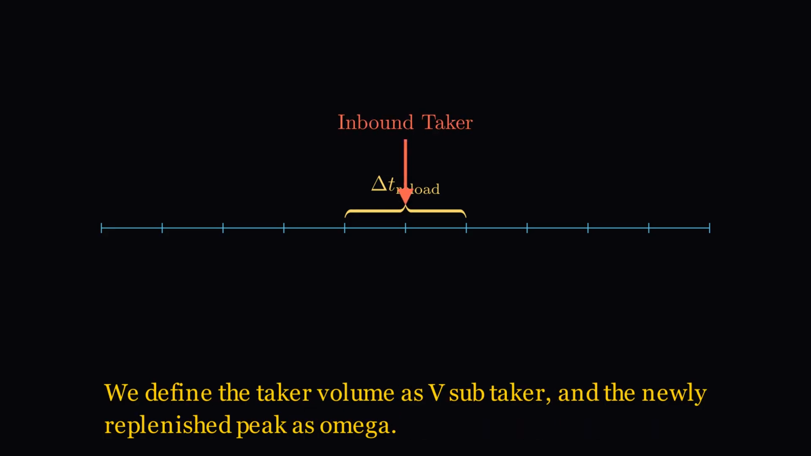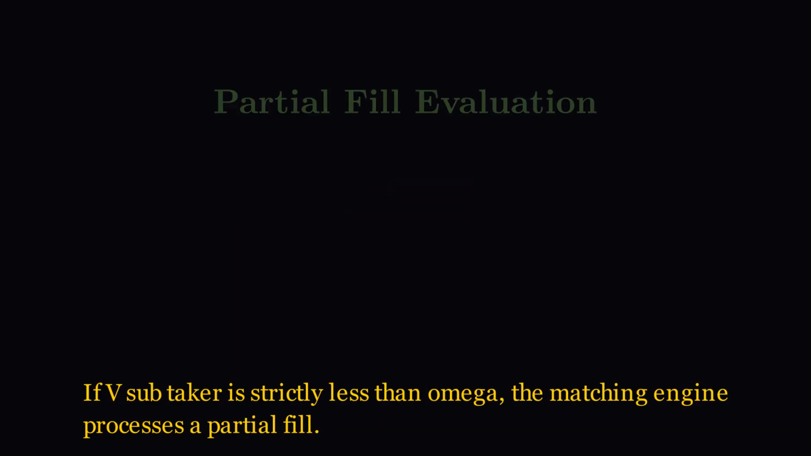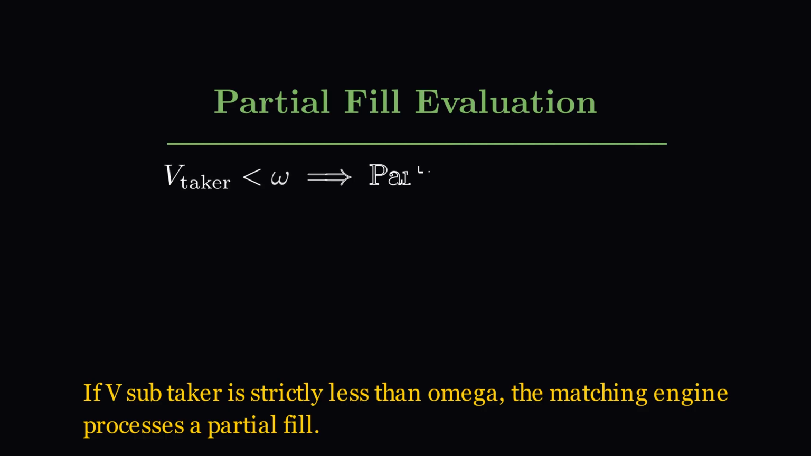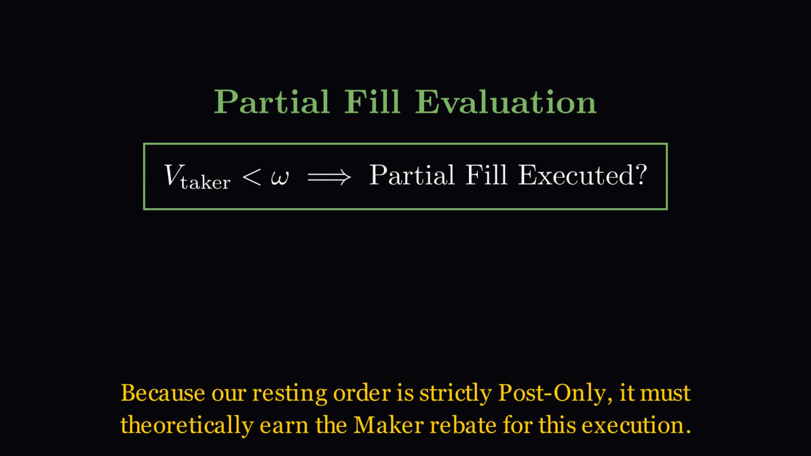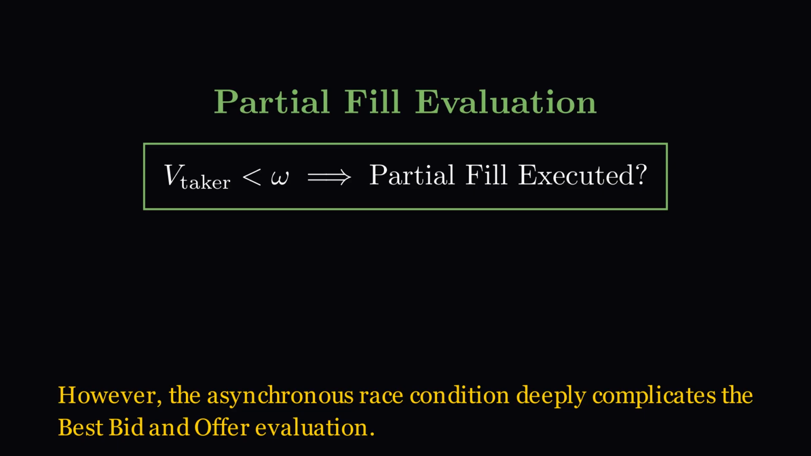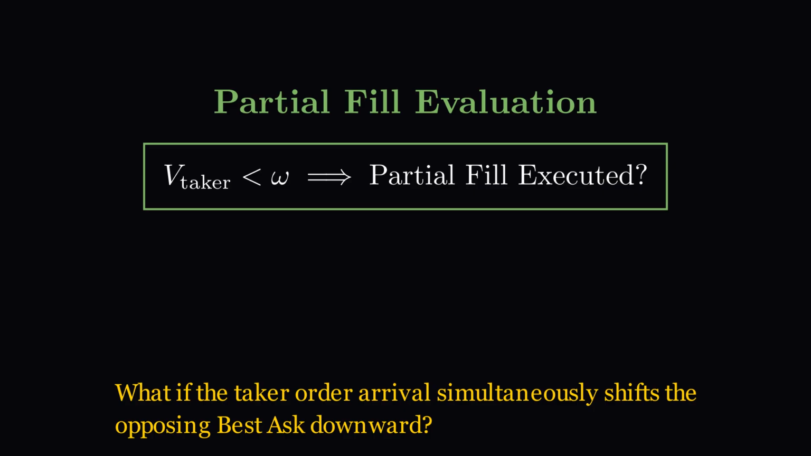We define the taker volume as V sub taker, and the newly replenished peak as omega. If V sub taker is strictly less than omega, the matching engine processes a partial fill. Because our resting order is strictly post-only, it must theoretically earn the maker rebate for this execution. However, the asynchronous race condition deeply complicates the best bid and offer evaluation. What if the taker order arrival simultaneously shifts the opposing best ask downward?